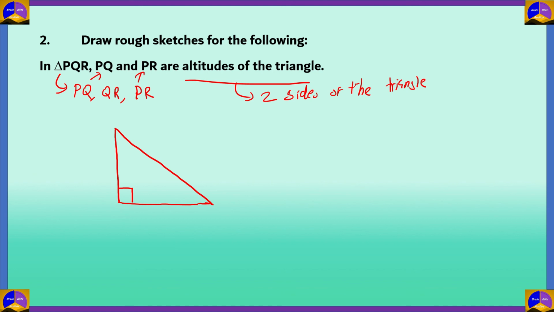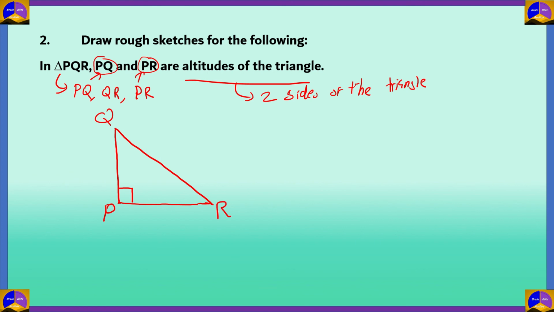So let's name the points. We see that PQ and PR are the altitudes of the triangle. It's given in the question, and the common vertex in both of these sides is P. So that means triangle PQR must be right angled at P, and Q and R are on the other sides.